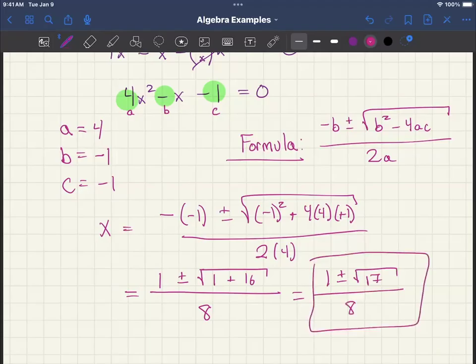So this is about as far as we're going to get. It looks a little bit ugly, but it is a solution.